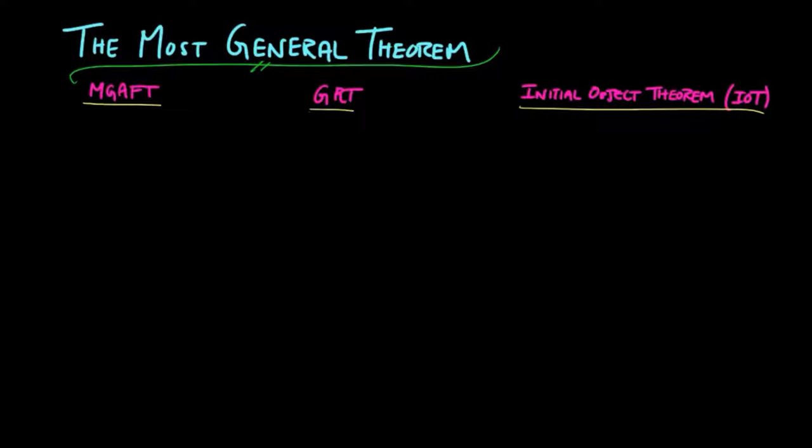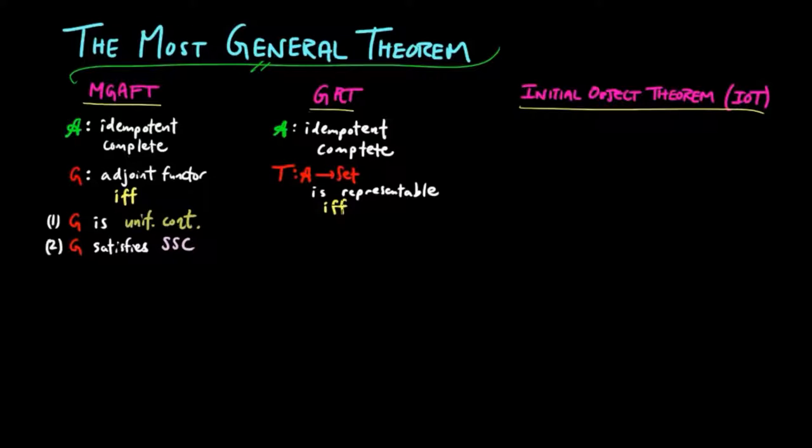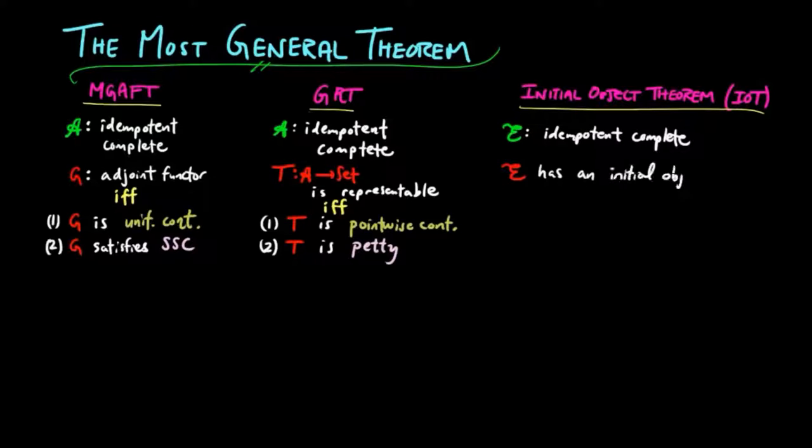For the more general adjoint functor theorem, if A is an idempotent complete category, then G is an adjoint functor if and only if 1, G is uniformly continuous, and 2, G satisfies the solution set criterion. For the general representability theorem, if A is idempotent complete, then a presheaf T on A is representable if and only if 1, T is pointwise continuous, and 2, T is petty. For the initial object theorem, if E is idempotent complete, then E has an initial object if and only if 1, E is cone complete, and 2, E has a pre-initial set of objects.